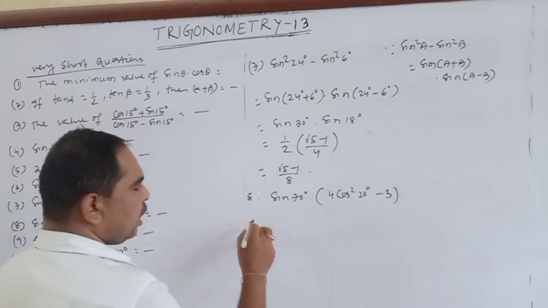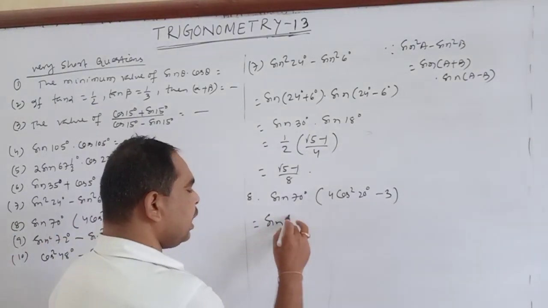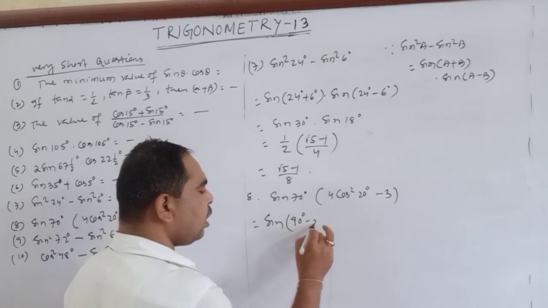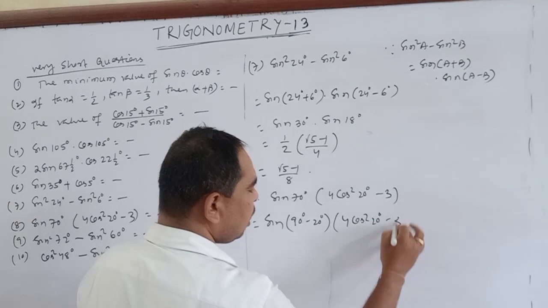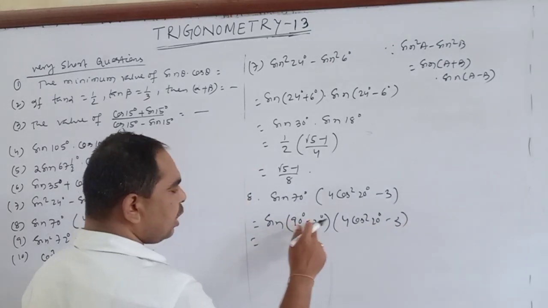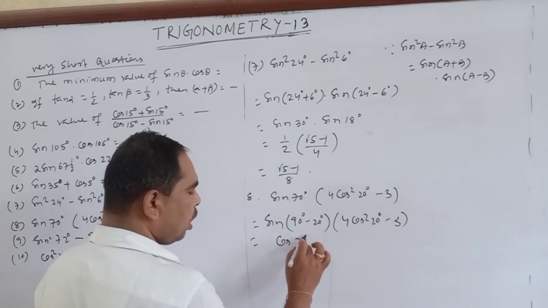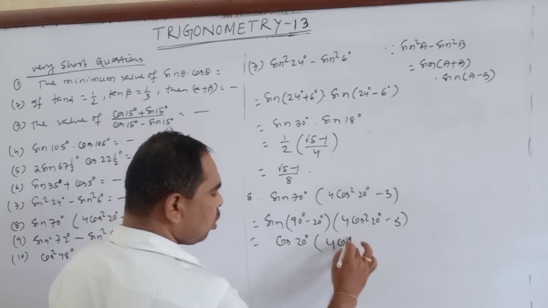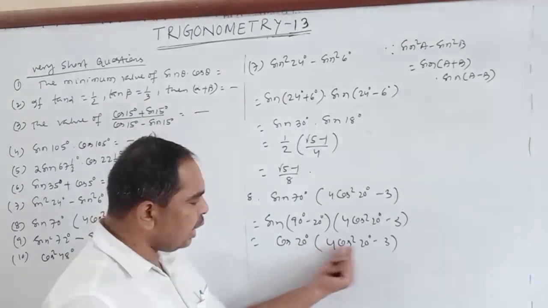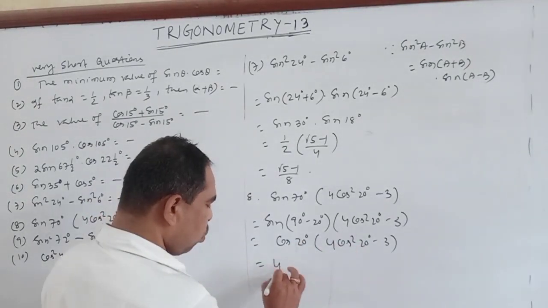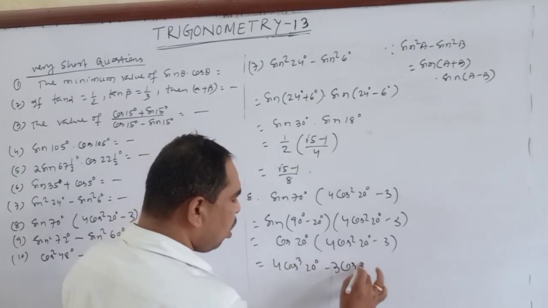Okay. Sin 70 means cos 20, or sin 70 means sin of 90 degree minus 20 degree, into 4 cos square 20 degree minus 3. Sin of 90 minus theta means cos theta. So cos 20 degree into 4 cos square 20 degree minus 3. Multiply cos 20 with each individually. So this is 4 cos cube 20 degree minus 3 cos 20 degree.